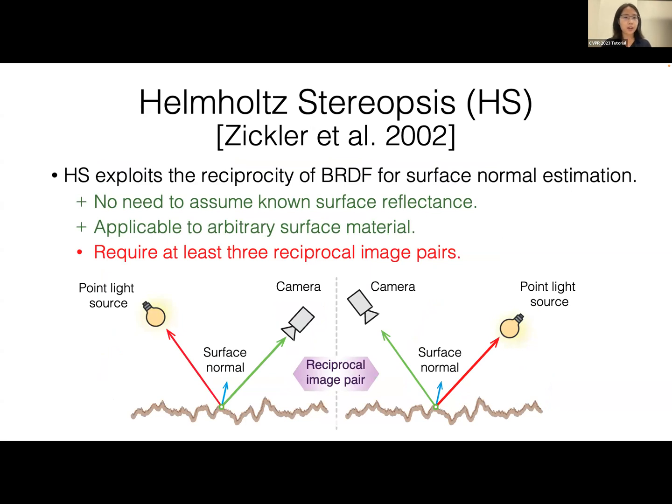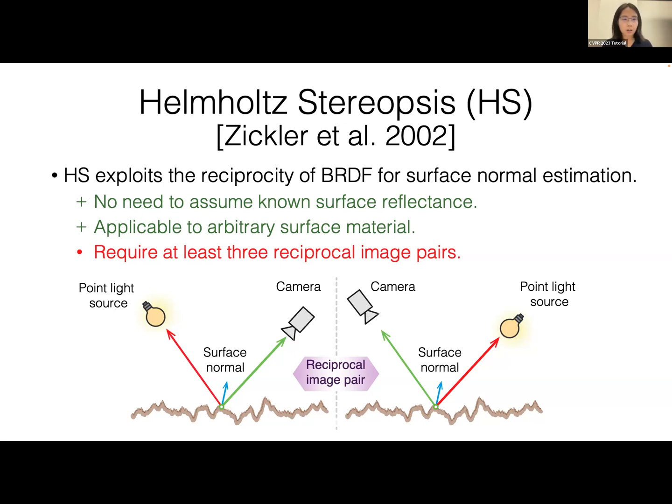first proposed by Zickler et al. in 2002. So the Helmholtz stereopsis, or HS, exploits the reciprocity of the BRDF for surface normal estimation, and it has some advantages. It doesn't need to assume any known surface reflectance and can be applied to arbitrary surface material. Remember that back in photometric stereo, we needed the Lambertian surface assumption. But here in HS, you don't really need that kind of assumption anymore. But in the classical or standard HS method, at least 3 reciprocal image pairs are needed.